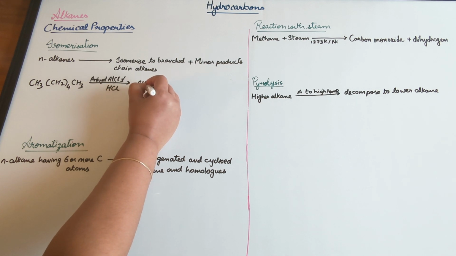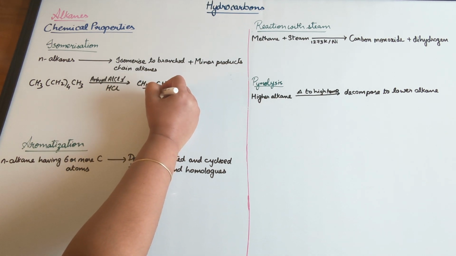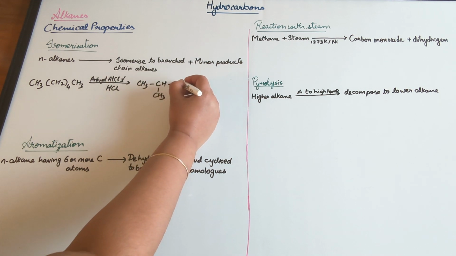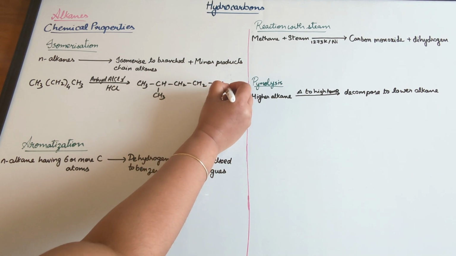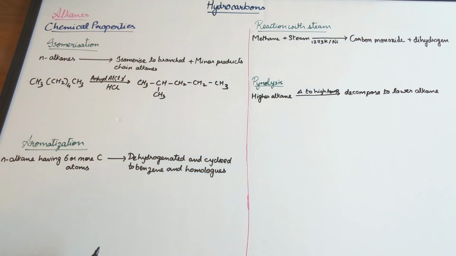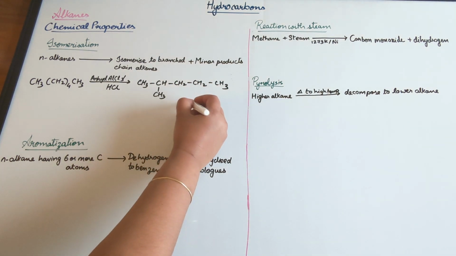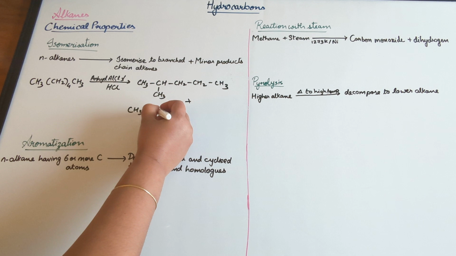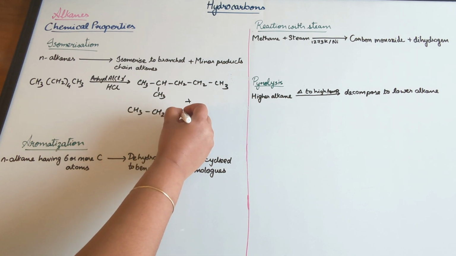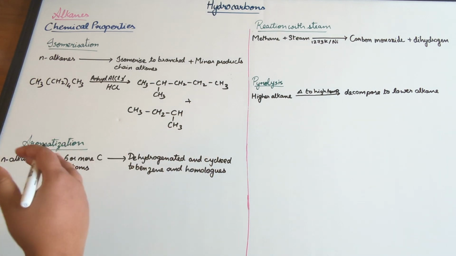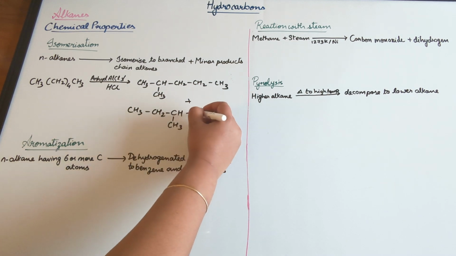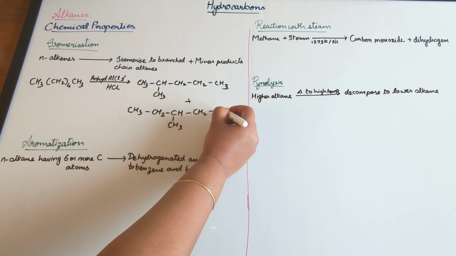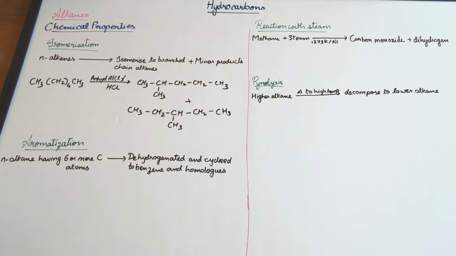So let's write the 2-methylpentane first. Second position, we have a methyl group, then CH2, 1, 2, 3, 4, 5. Yes, 2-methylpentane. And then we also get 3-methylpentane. So we're getting two products, and this has undergone isomerization, the reaction where we got the isomer. You have 5 carbon atoms in the main chain. So we are getting two products. That is the isomerization reaction.